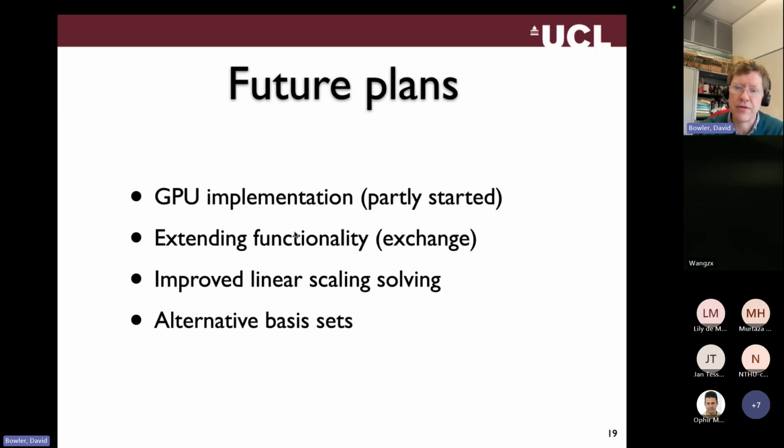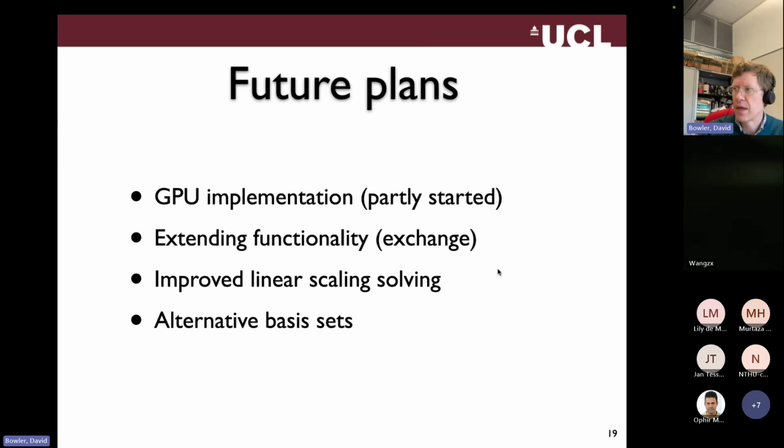If you work in the area of electronic structure or physics, we're looking at adding in exact exchange. The linear scaling solving, which I've shown you bits of, is still a little bit restricted, sometimes not as efficient as we'd want it to be. So we want to improve that. And we want to think about other ways of representing the matrices, more efficient ways to shrink the sizes of the matrices.